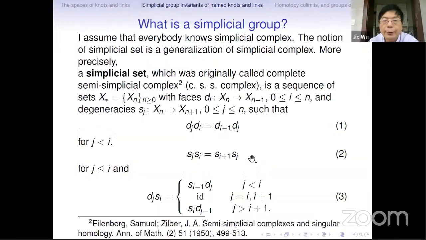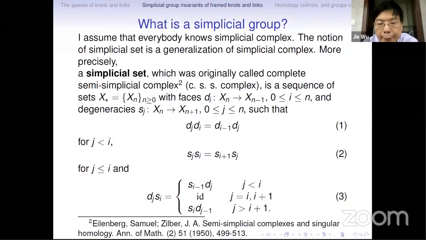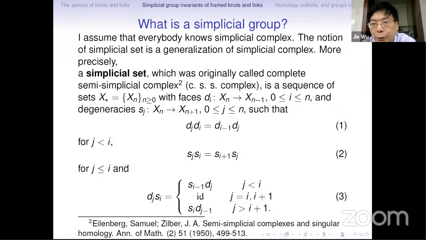Now let's see what a simplicial group is supposed to be. The story of simplicial groups in algebraic topology goes back to the 1950s. The first step is a generalization of a simplicial complex, which is the simplicial set.